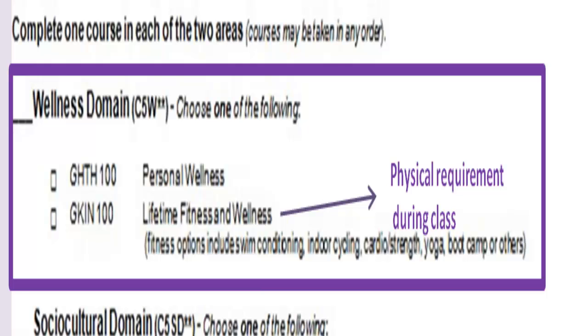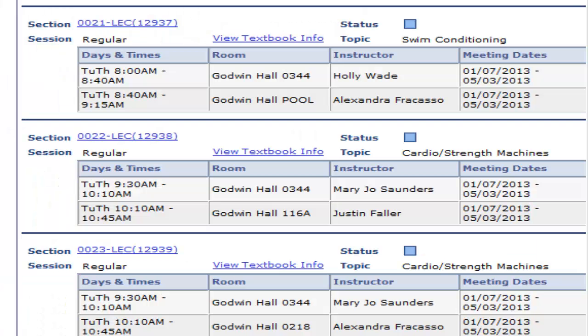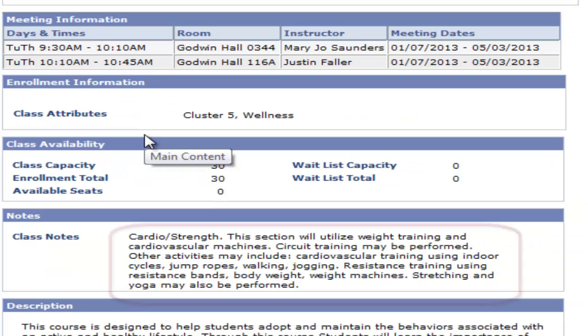The other GKIN 100 physical options are cardio strength conditioning, yoga, indoor cycling, and boot camp. These activities do not have pre-existing expectations regarding your physical abilities in these areas. You can find out exactly which physical activity is required of each GKIN 100 class under the Class Notes section in the My Madison system. When you find a GKIN 100 course that fits your schedule, click on the section number of the class. In this example, you see the physical activity for this class is cardio strength conditioning.